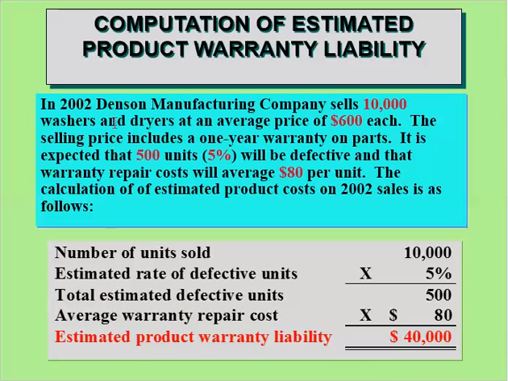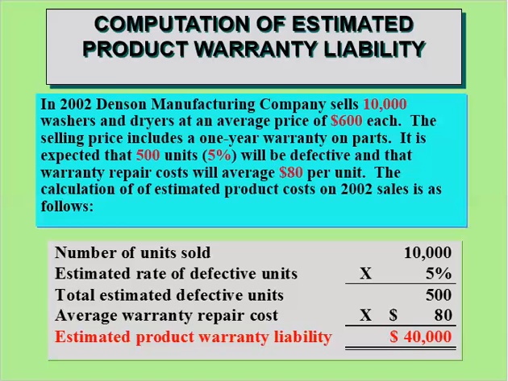This says here, in 2002, Denson Manufacturing Company sells 10,000 washers and dryers at an average price of $600 each. The selling price includes a 1-year warranty on parts. It's expected that 500 units or 5% will be defective, and that the warranty repair costs will average $80 per unit. So companies can do this based on past history. So you just take the number of units sold times the estimated rate of defective units, 5%. Tells us 500 of those will become defective on average, with an $80 warranty repair cost. So that's a total estimated warranty liability of $40,000.